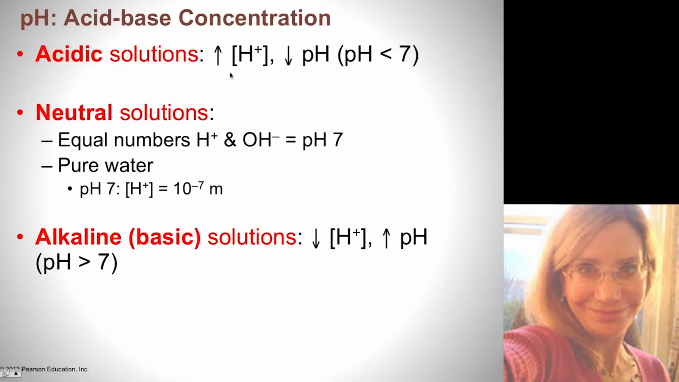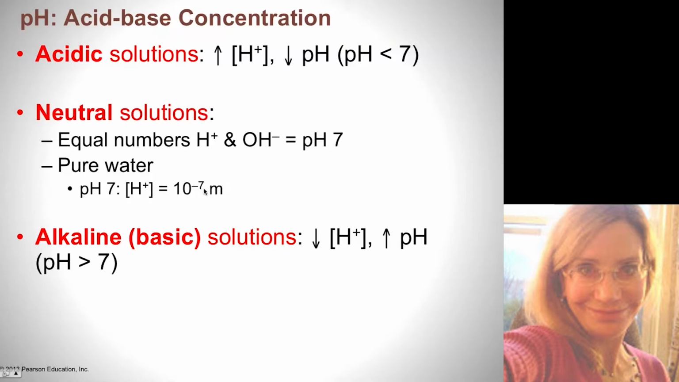Remember, an acidic solution has an increased concentration of hydrogen ion. This will decrease the pH, and any pH less than 7 is acidic. A neutral solution has equal numbers of hydrogen ion and hydroxyl ion, and its pH is 7, because pure water has equal numbers of the hydrogen ion and the hydroxyl ion, and it happens to be dissociating at 10 to the minus 7 molar.